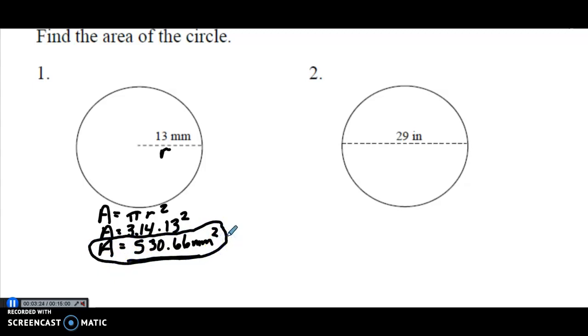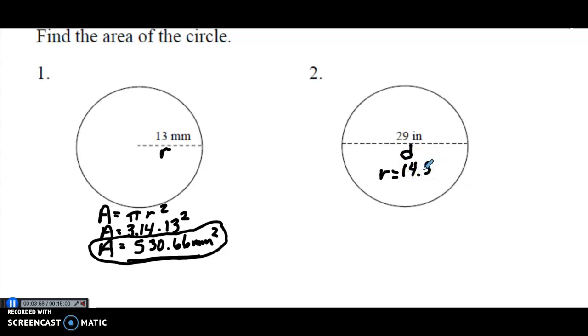Taking a look at number 2. Again, we're going to be finding the area, so the first thing we have to look at is what we were given, and this actually is the diameter. The formula for area doesn't have a diameter equivalent, so what we have to find first is the length of the radius. To find that, we divide this number by 2, because what we want is half of it, from the middle out. So 29 divided by 2 is 14.5.